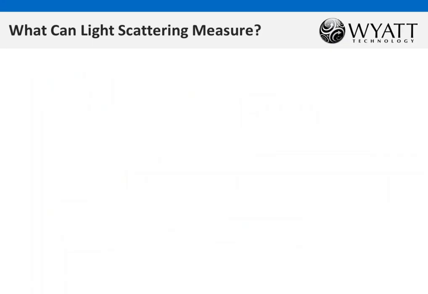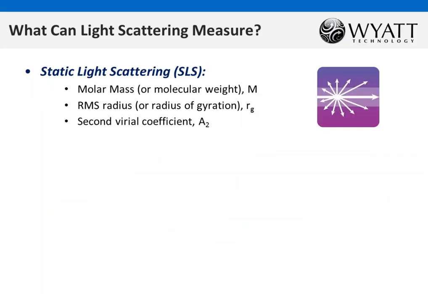What can light scattering measure? As we have seen in Light Scattering 101, there are several categories of light scattering techniques. The first one, namely static light scattering, measures the absolute intensity of scattered light independent of time, and is also often called classical or Rayleigh scattering. Fundamental molecular properties, such as molar mass M, RMS radius, sometimes called radius of gyration, and the second virial coefficient A2 may be determined with Rayleigh scattering.